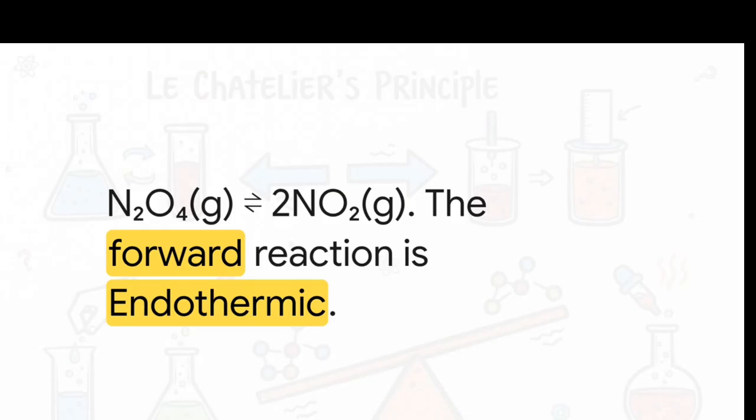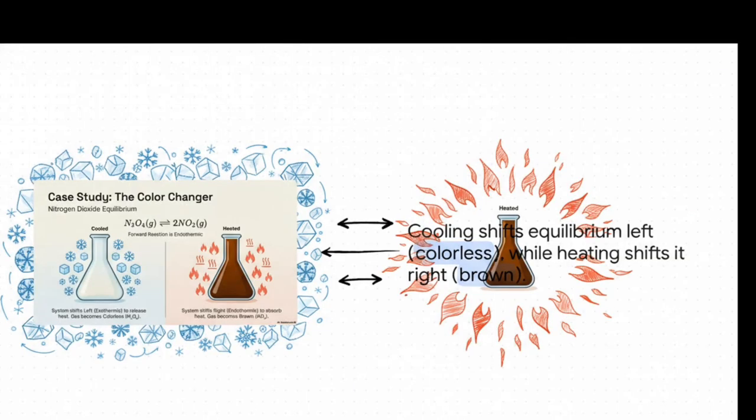Let's make this totally real with a classic example. Here we've got dinitrogen tetroxide, which is a colorless gas, in equilibrium with nitrogen dioxide, which is a nasty brown gas. The most important part here is that the forward reaction, going from left to right, is endothermic. It soaks up heat. So watch what happens.